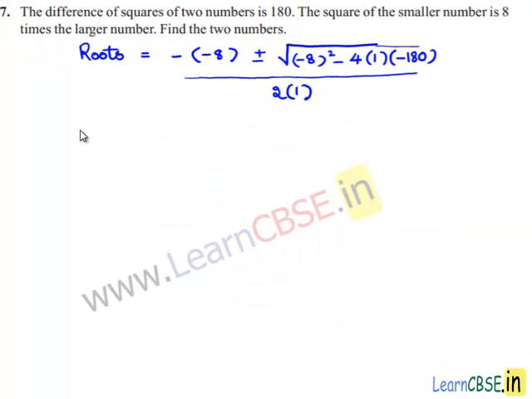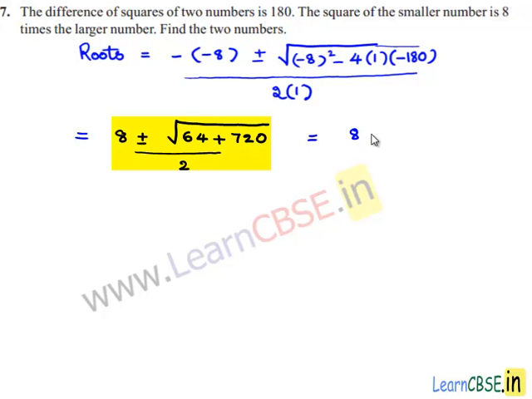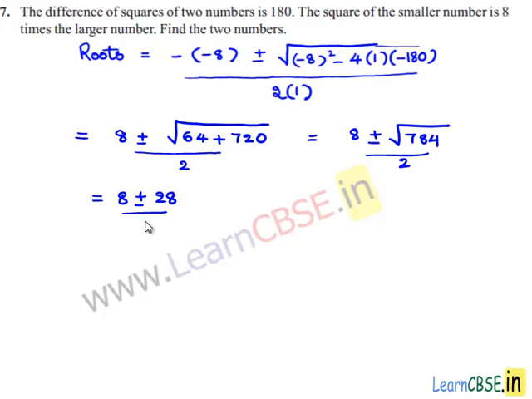So this is equal to 8 plus or minus square root of 64 minus of minus is plus 4 times of 180 is 720, divided by 2. So this is equal to 8 plus or minus square root of 784 divided by 2. So this is equal to 8 plus or minus 28 divided by 2.